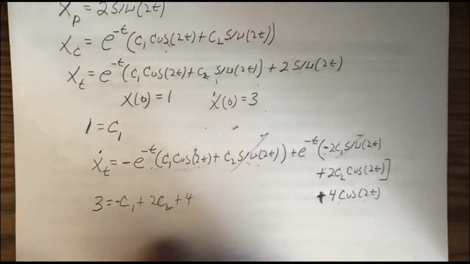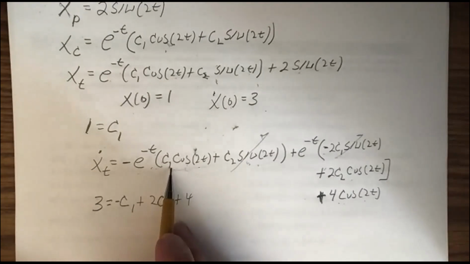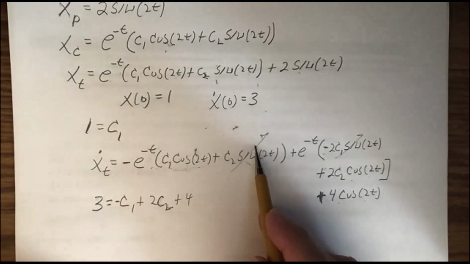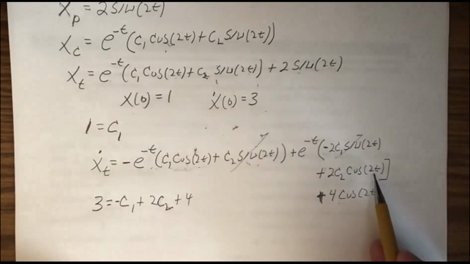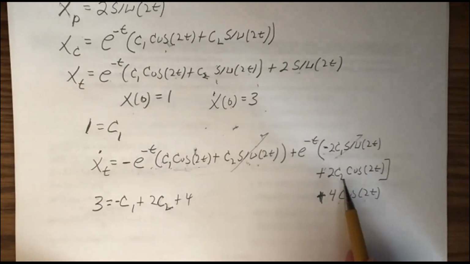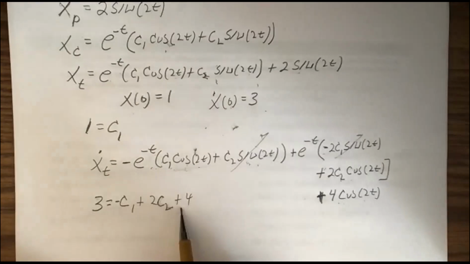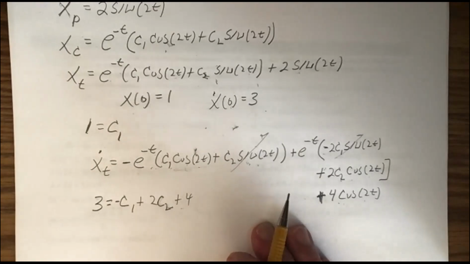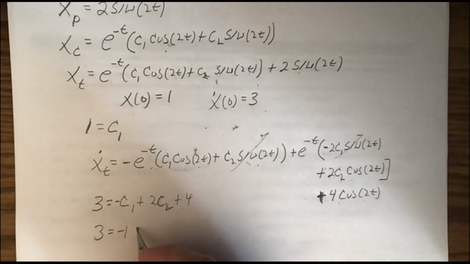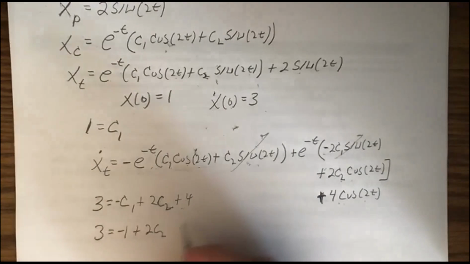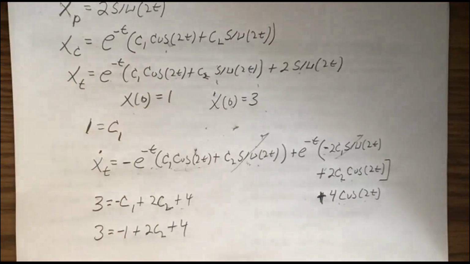Right? Everybody agree with me on this? This is going to be a minus C1 here. This is 0. This is 0. When I plug 0 in, this is going to be 2C2. Right? And this is 4. Okay. Now we got C1 to be equal to 1, right? So this is telling me that C1 is equal to minus 1 plus 2C2 plus 4.